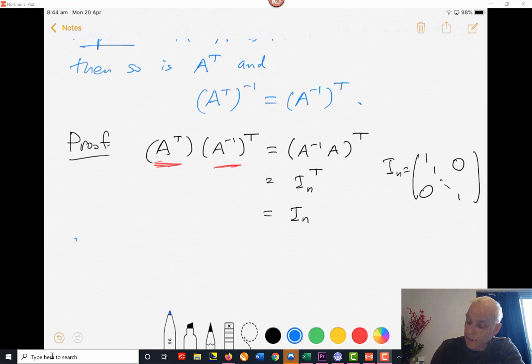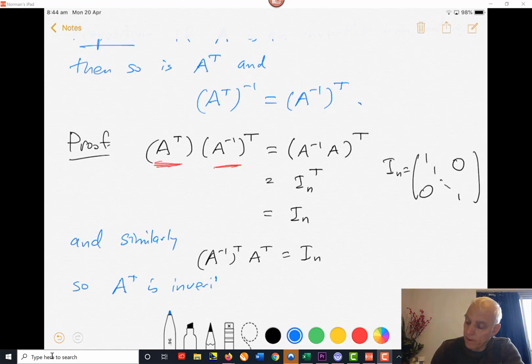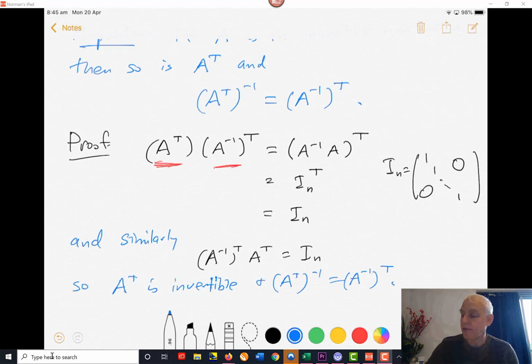Okay. And similarly, you can check that A inverse transpose times A transpose on this side is also the identity matrix. And so A transpose is indeed invertible. And its inverse is indeed A to the minus 1 transpose. So this gives us another way of simplifying when you have transposes and inverses together. You can interchange the transpose and the inverse. Whether you take an inverse first and then take the transpose, or you take the transpose and then the inverse, it's going to be the same thing.